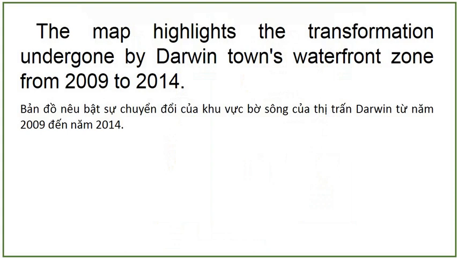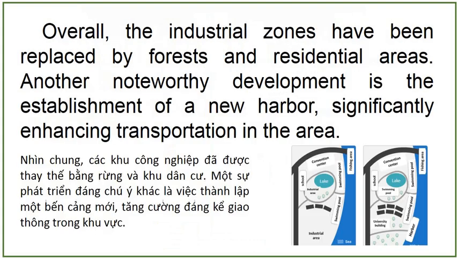The map highlights the transformation undergone by Darwin Town's waterfront zone from 2009 to 2014. Overall, the industrial zones have been replaced by forests and residential areas. Another noteworthy development is the establishment of a new harbor, significantly enhancing transportation in the area.